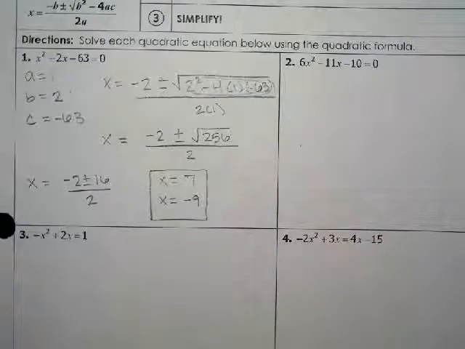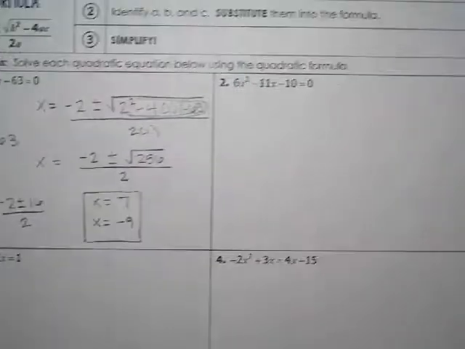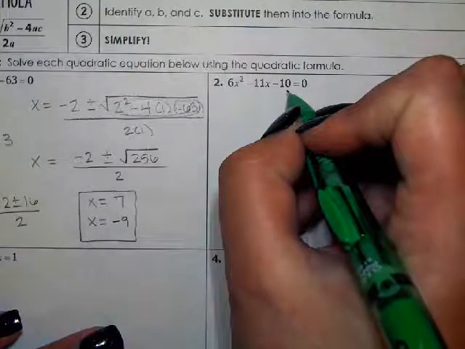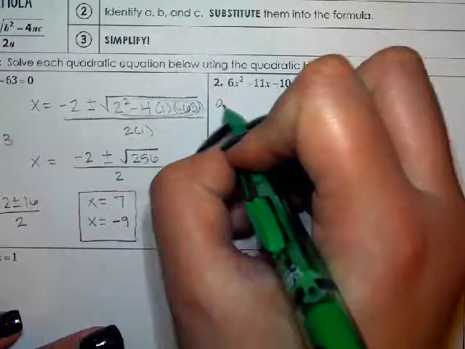All right, 6x squared, negative 11x, negative 10. So I got a equals 6, b equals negative 11, c equals negative 10.